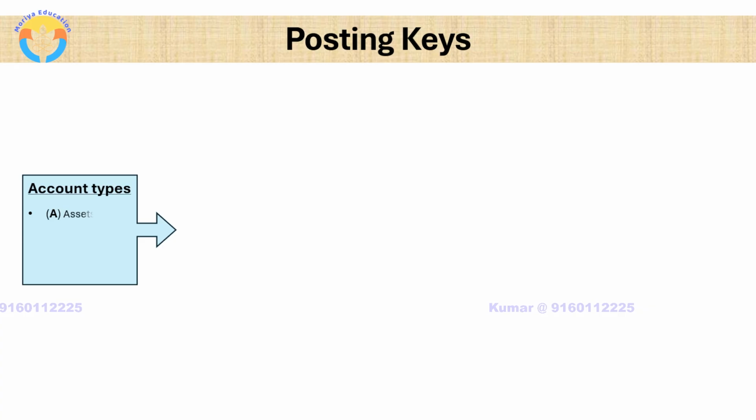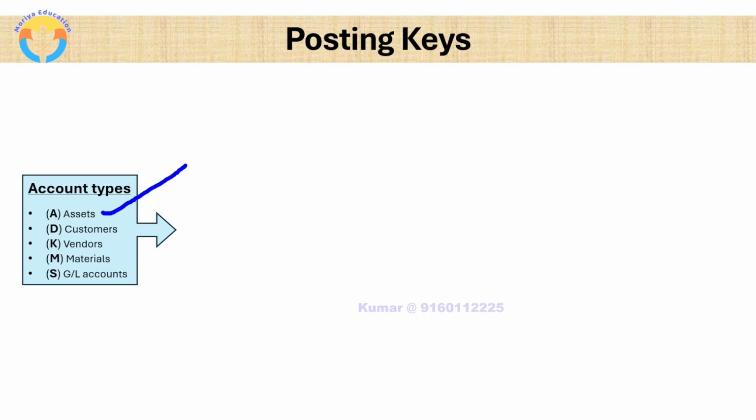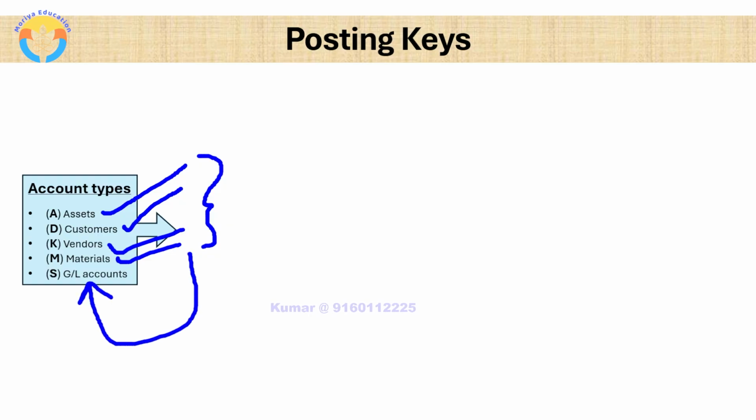In SAP, we have assets, customers, vendors, materials, and GL accounts. There are five account types. Only these five account types are there in SAP. There are no other account types. Any general ledger account which we create will come under assets or customers or vendors or materials. If it doesn't come under these four, the rest of the general ledger accounts will go into general ledger accounts.